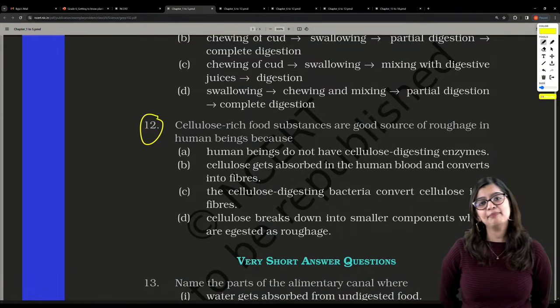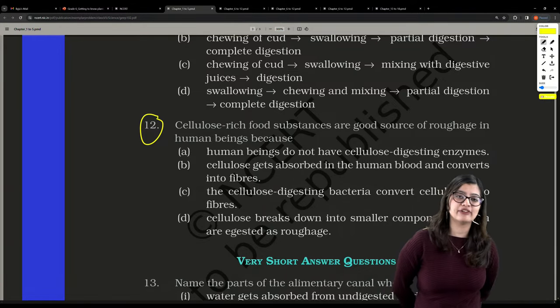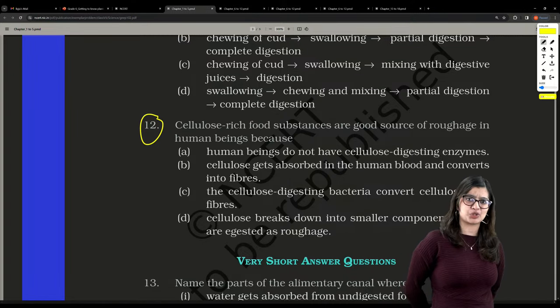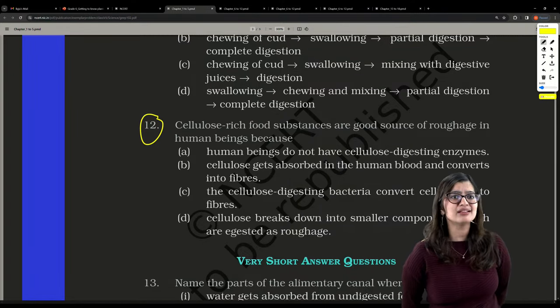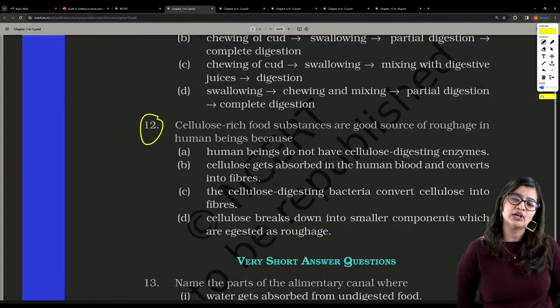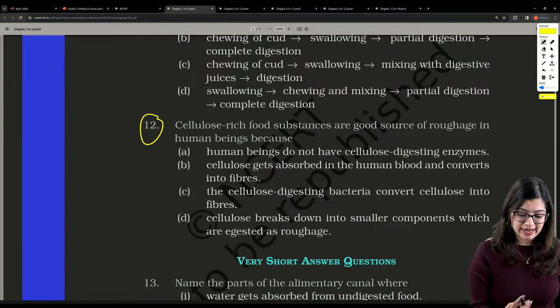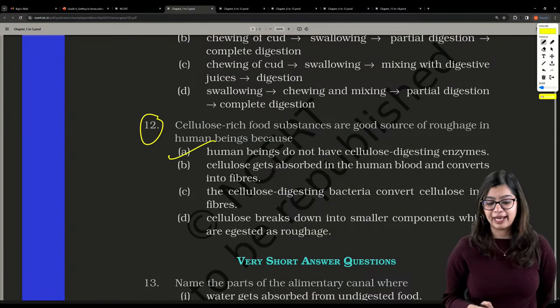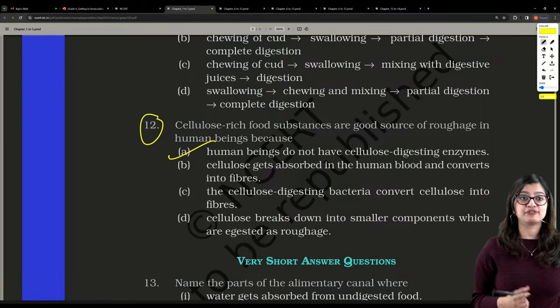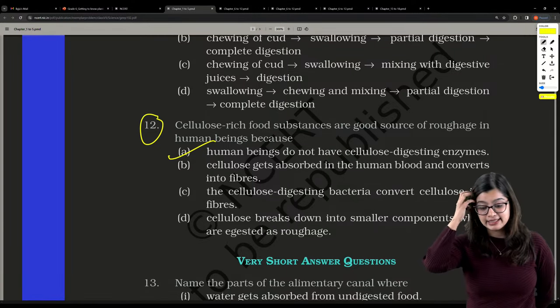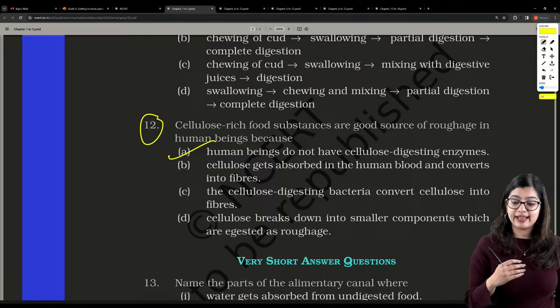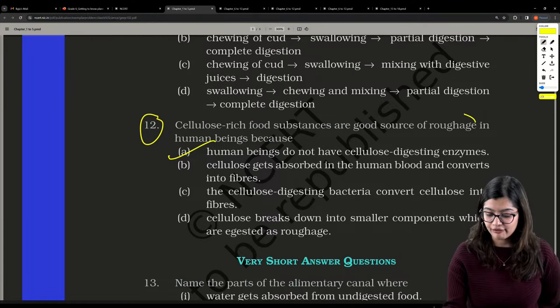Fructose is a type of carbohydrate. So just like how you have glucose, you have fructose, you have galactose, lactose, right? These are all different types of carbohydrates that you see, simple carbohydrates. Very good. So the correct answer is option A. Human beings do not have cellulose digesting enzymes, right? Which is why they are a good source of roughage.